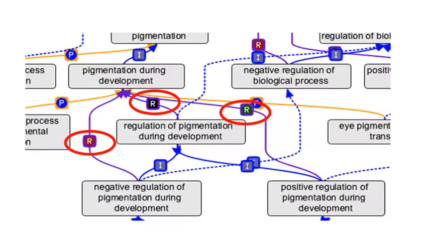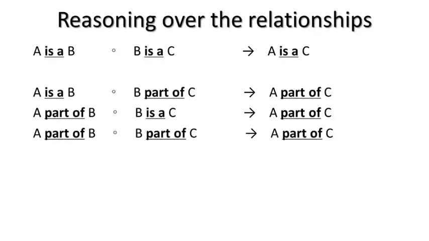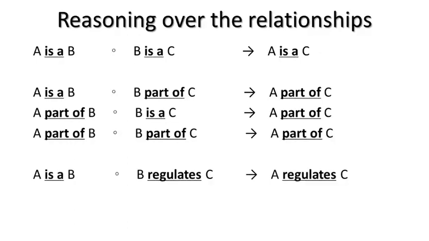Once the relationships are defined, you can reason over them, and more relationships can be deduced. If A is a B and B is a C, then A is a C. If A is a B and B is part of C, then A is part of C. If A is part of B and B is part of C, then A is part of C.